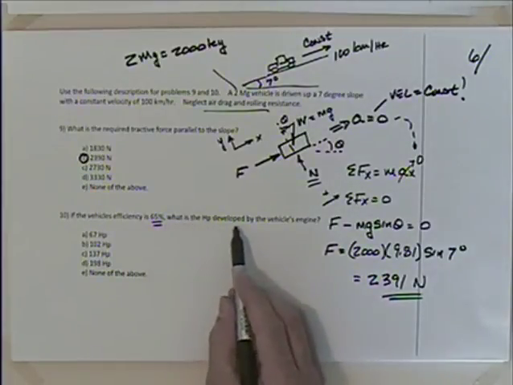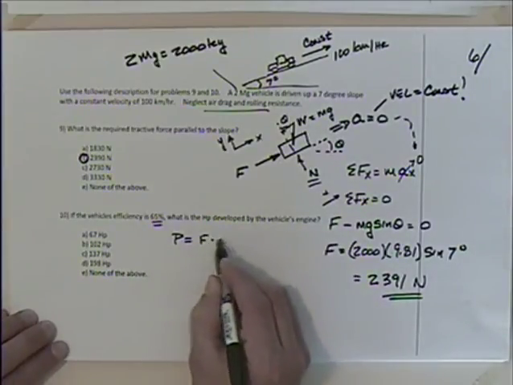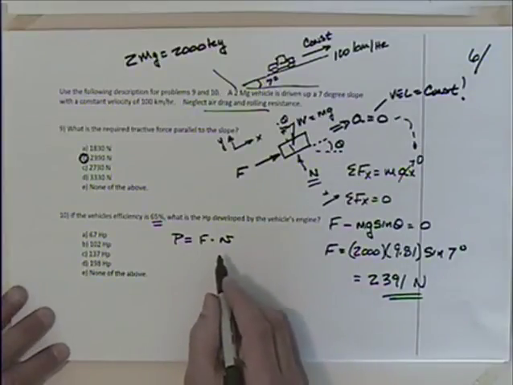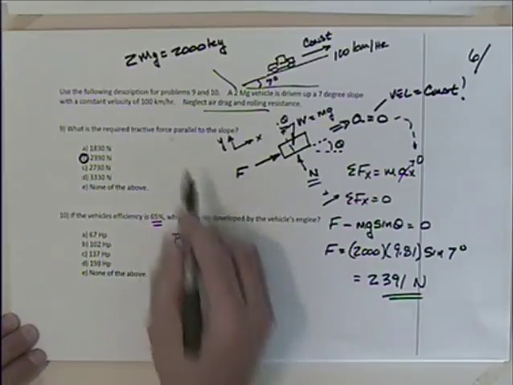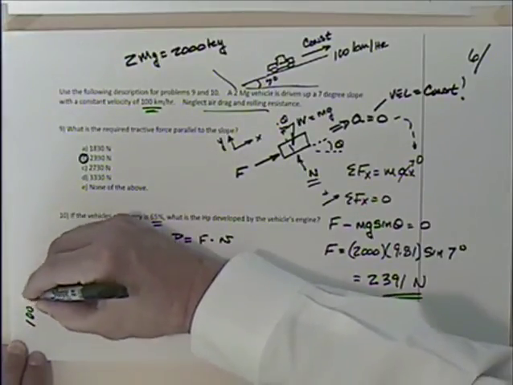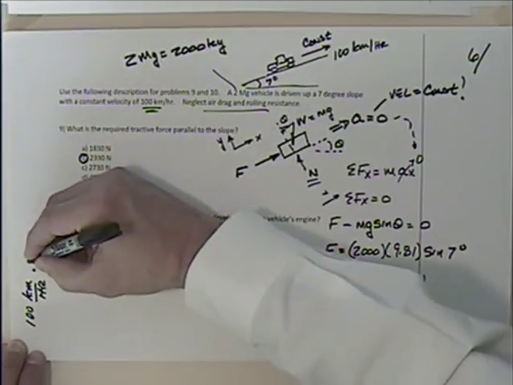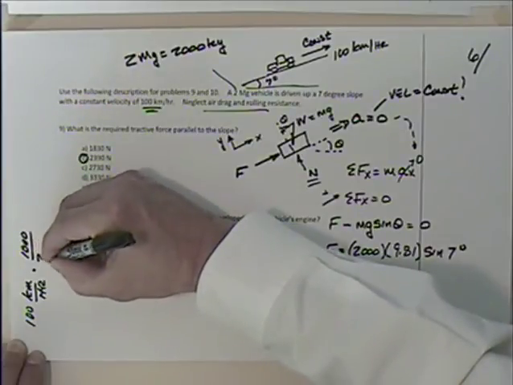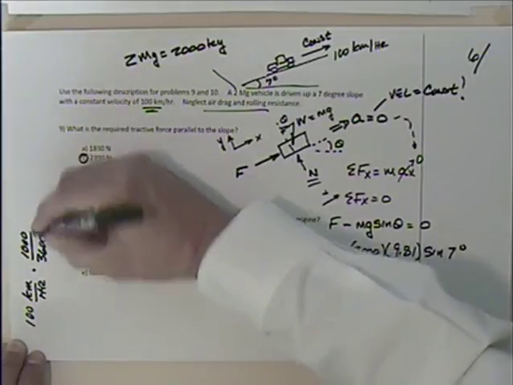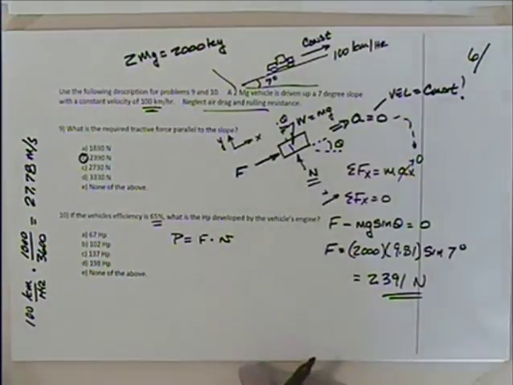What is the horsepower developed by the vehicle's engine? Okay, well, we know that power is equal to force times velocity, right? So we could say that, let's see, we don't want kilometers, do we? So I better take this 100 kilometers per hour, and multiply that by 1,000. That'll give me meters. Divide by 3,600. That's 60 squared. So that'll turn hours into seconds, and I get 27.78 meters per second.